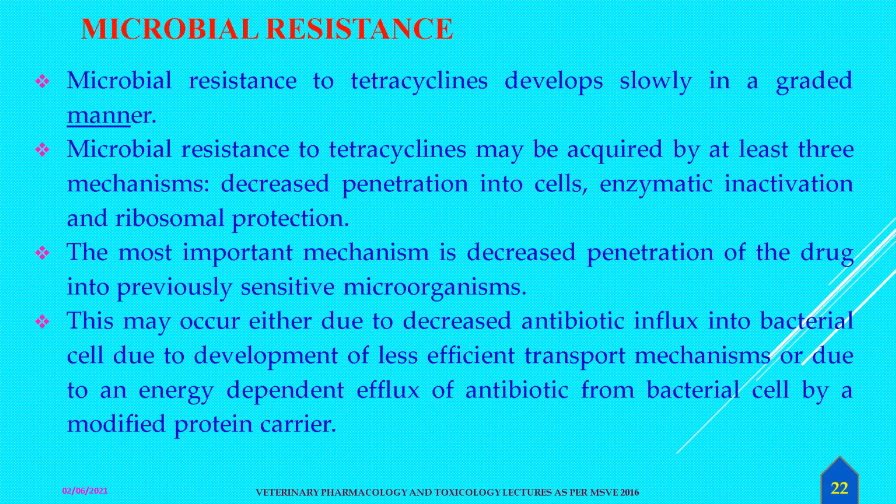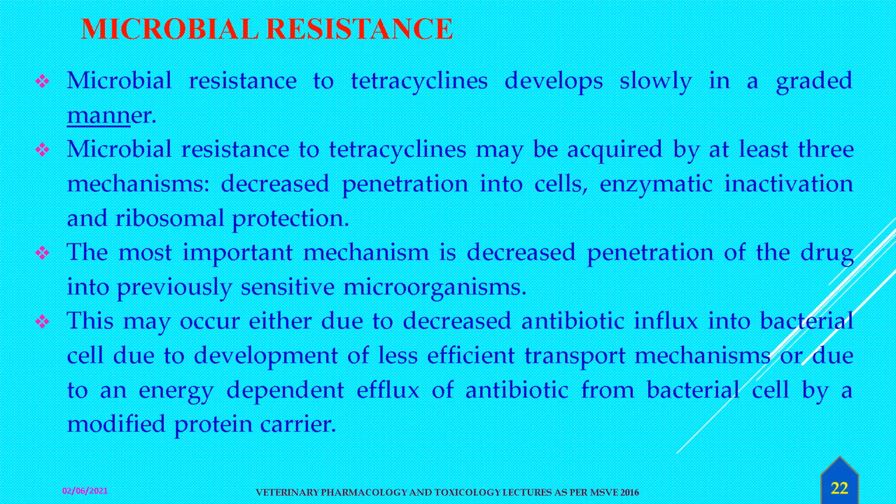And another thing is the decreased antibiotic influx into the bacterial cell. This is because of the development of less efficient transport mechanisms, or due to energy dependent efflux of the antibiotic from the bacterial cell wall by the modified protein. So this is how they develop their own pumps. The bacteria are such clever organisms that they will put out all the antibiotic which is present inside the bacterial cell, maybe diffused through active transport or passive transport, or penetrated through the cell wall or membrane. Here both gram negative and gram positive are affected.